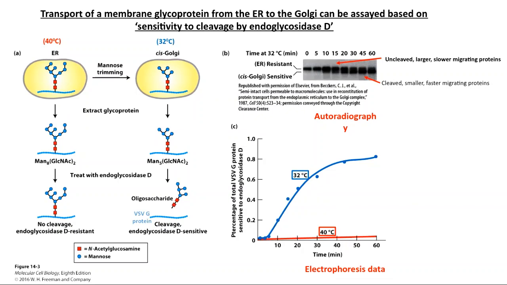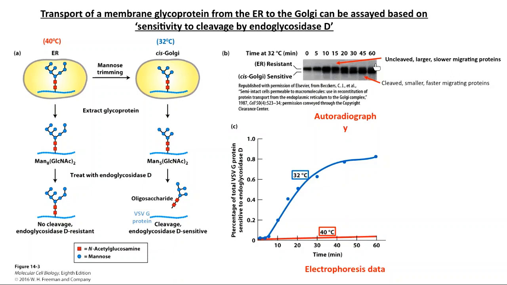Well, this is an autoradiograph of the SDS-PAGE, or polyacrylamide gel electrophoresis. So this is an X-ray film or nuclear emission film. Basically what we are looking at is the permissive temperature at different time points. So these are ER resident proteins. These are uncleaved, larger and slower migrating proteins.